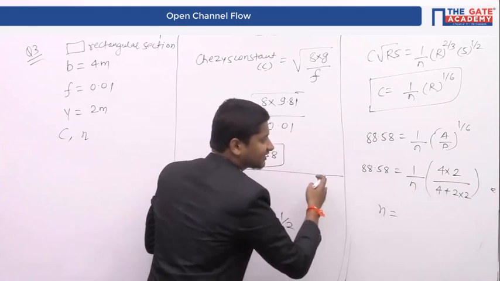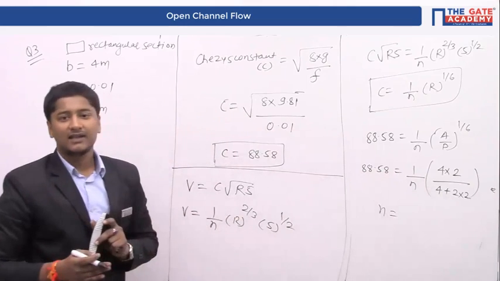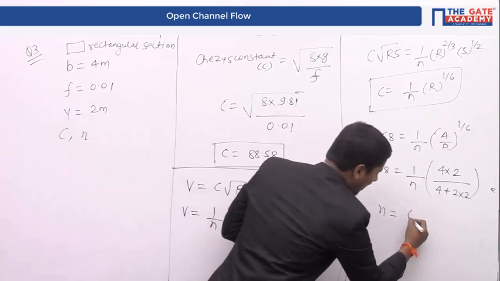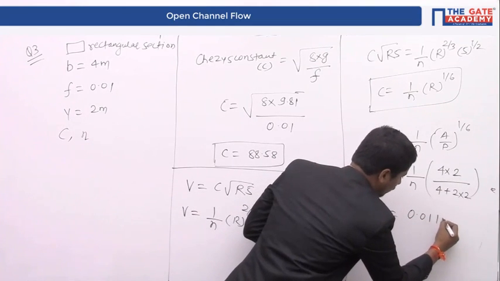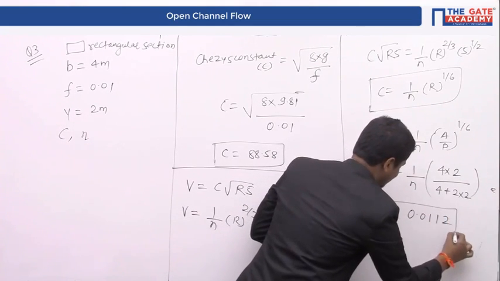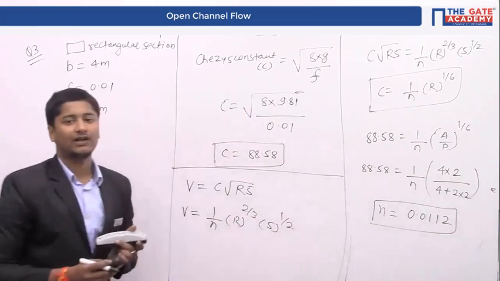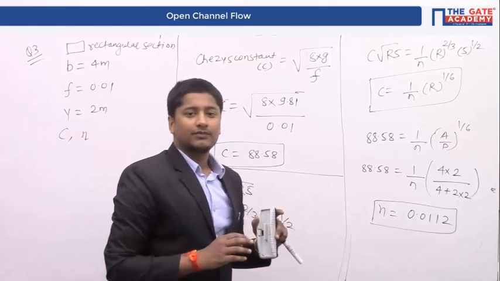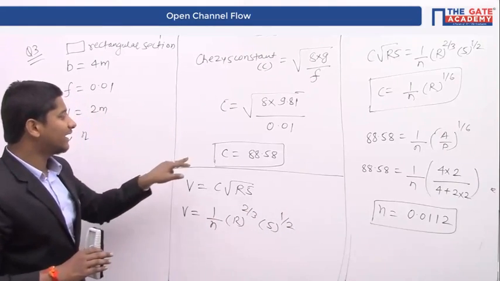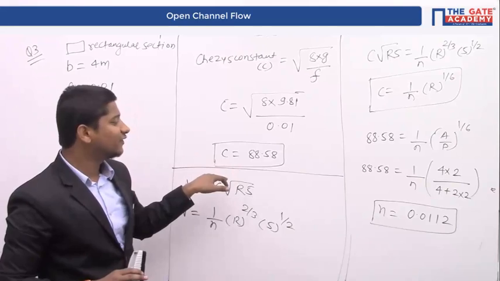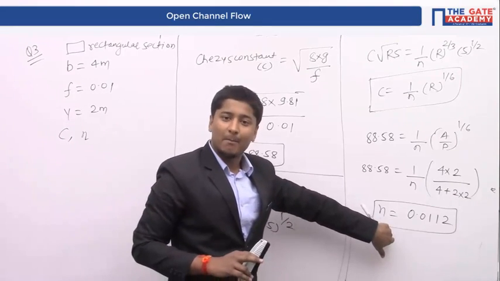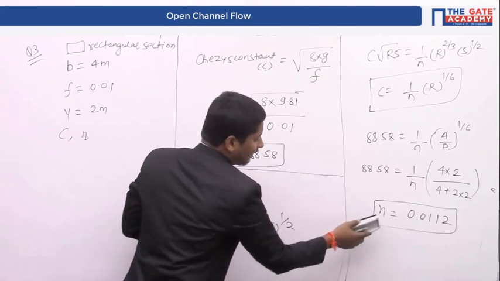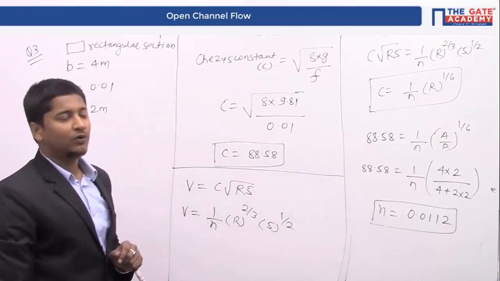If you calculate this part, the n value which you will get is nothing but 0.0112. And as you know that n is a constant, so you will not have any dimension for n. So you understand how we calculated C value, and based on this C value, how we calculated Manning's constant value. And these are the parameters that we have to find out in this question.